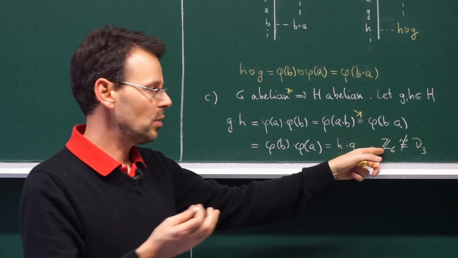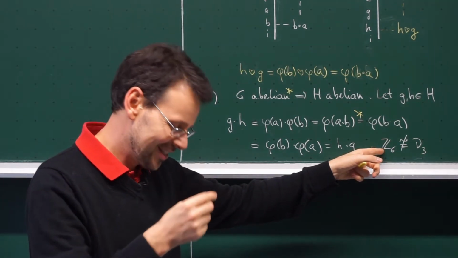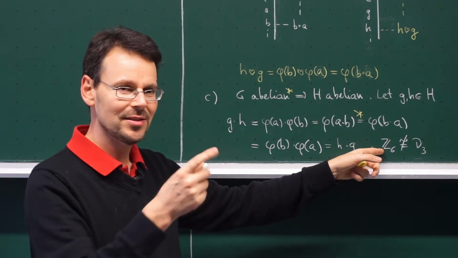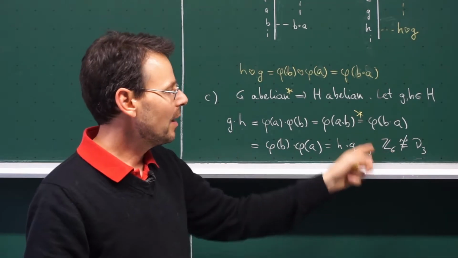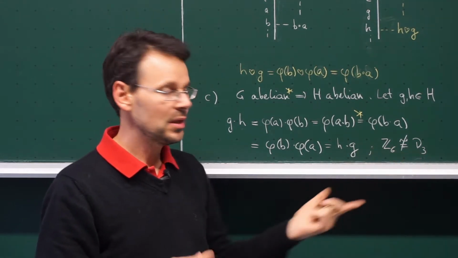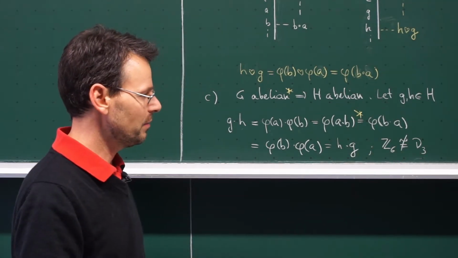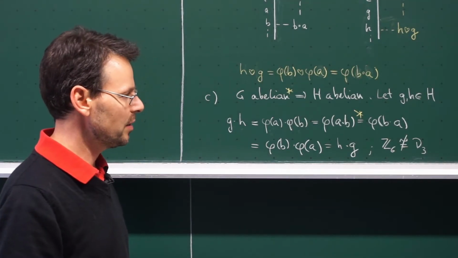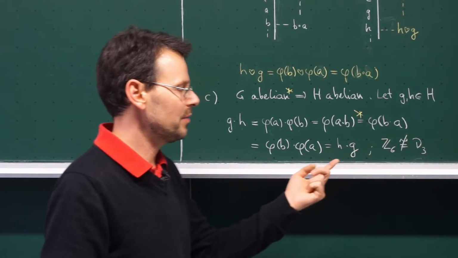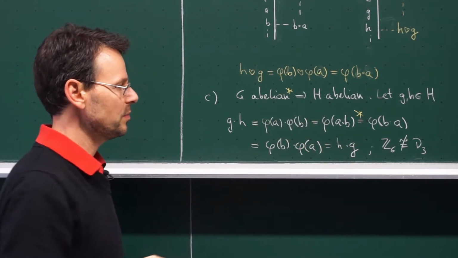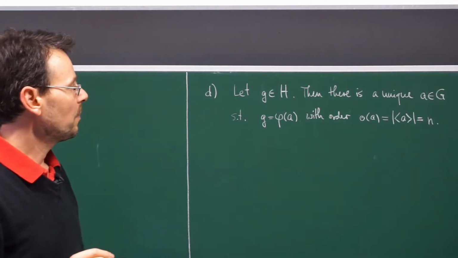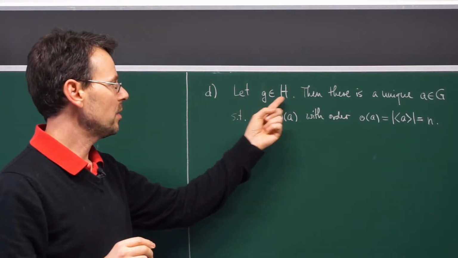because the integers mod 6Z, or Z sub 6, are an abelian group, and this one here isn't. The dihedral group of the equilateral triangle is non-commutative, so we cannot have an isomorphism, because if they were isomorphic, then both groups would have to be abelian. Okay, part D. We take an arbitrary element of H.